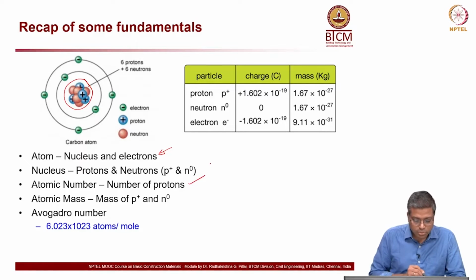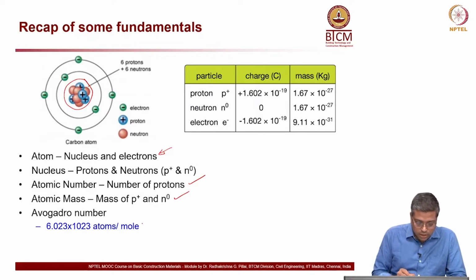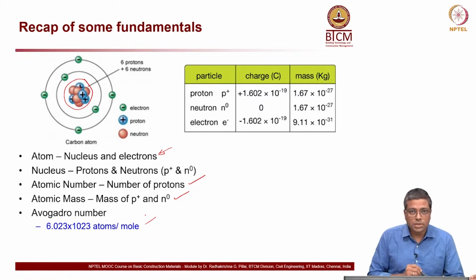What is atomic number? It is basically the number of protons. Atomic mass is the mass of protons and neutrons. And then also the Avogadro number, which indicates the number of atoms present in 1 mole of the substance, and if it is electrons, the same thing.